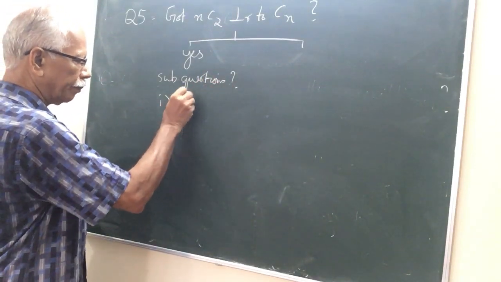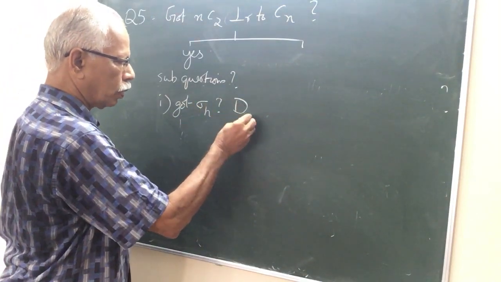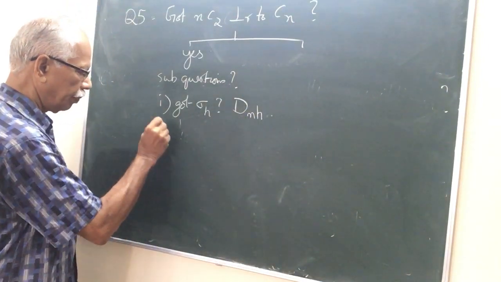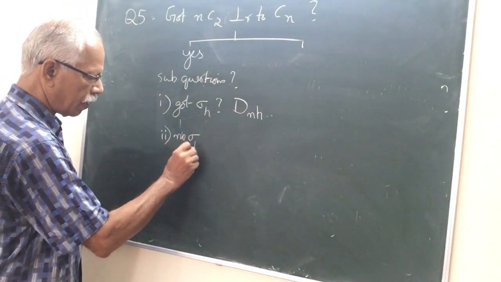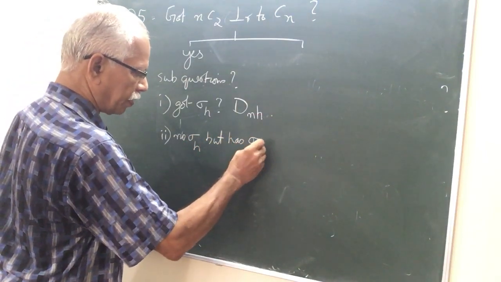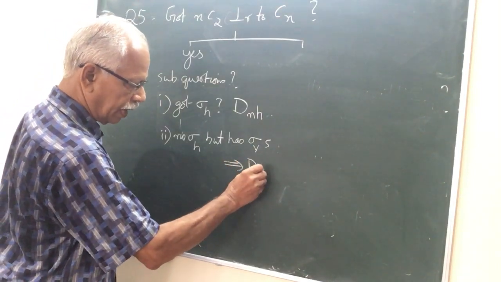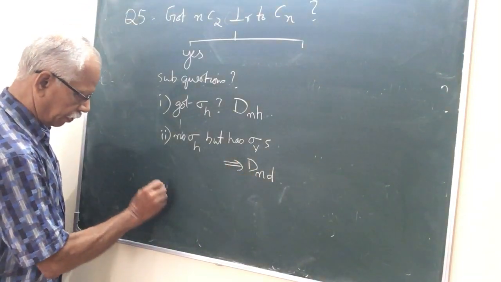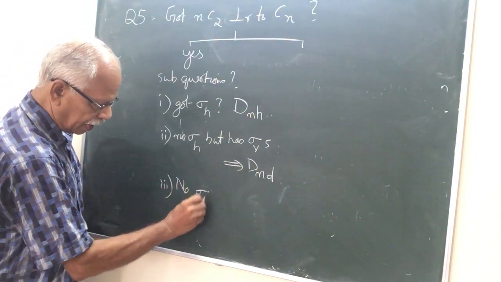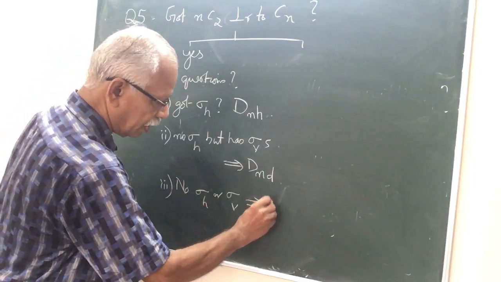Got sigma h, then it will belong to Dnh. No sigma h, but has sigma v's, then it will belong to the Dnd group. No sigma h or sigma v, then it will belong to the Dn group.